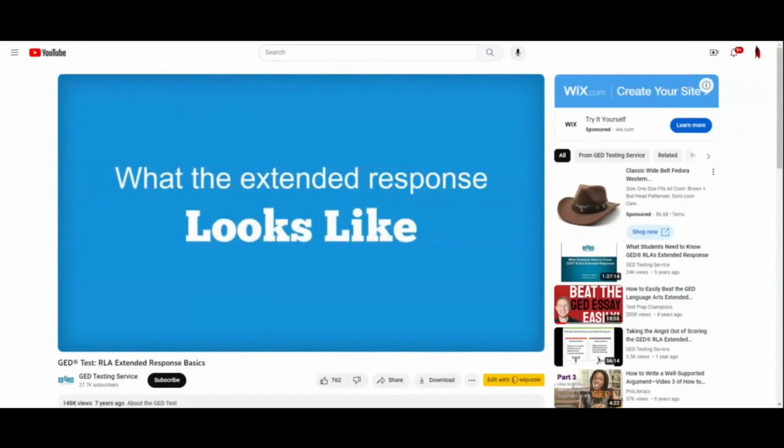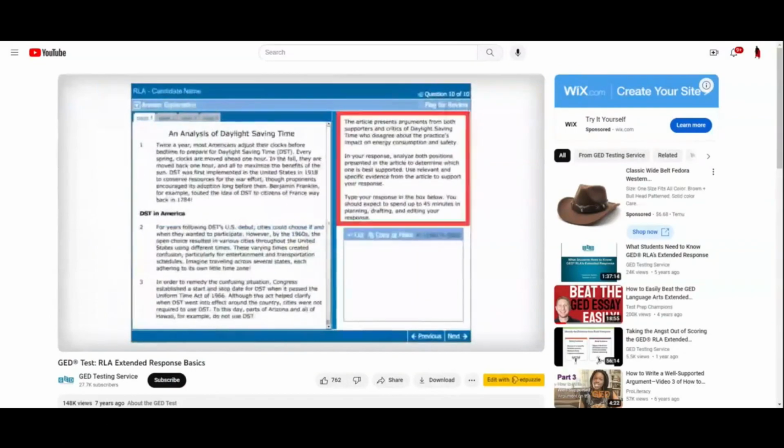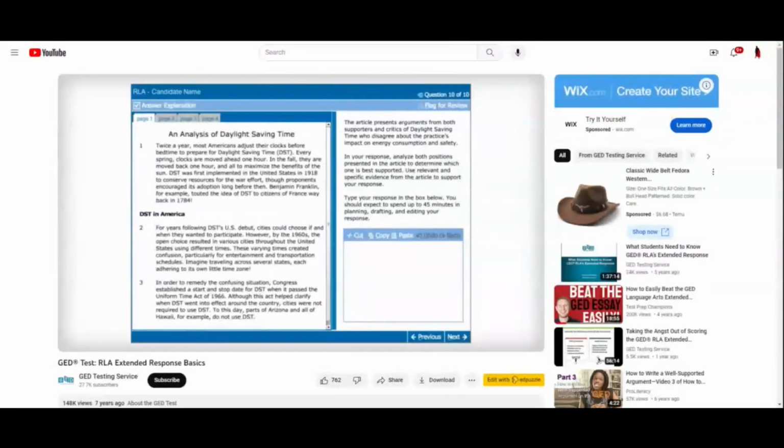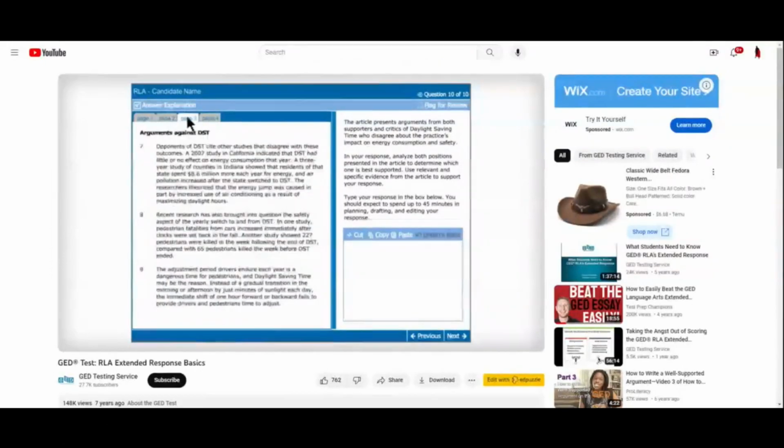Here's what the extended response will look like on test day. On the upper right side of the screen, you'll see the statement that tells you what you should write about. On the left side of the screen, you'll see several pages of text. These are the passages that you'll need to analyze in your response. As you can see for this example, there are 4 pages of passages to review, but it will vary by test. Be sure to read all the pages by clicking through these tabs.